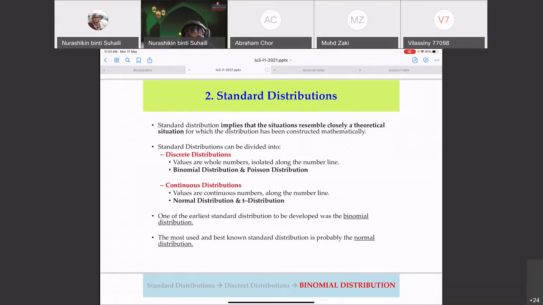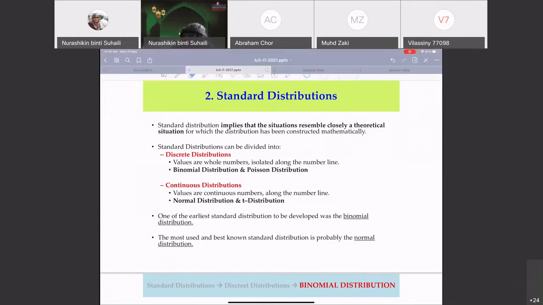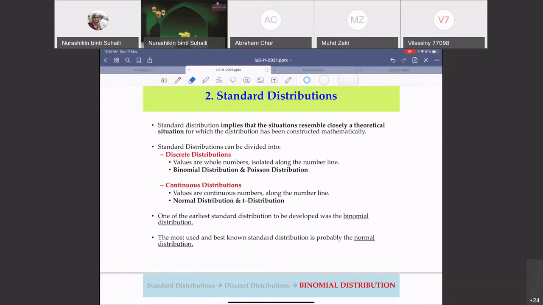Okay. So the standard distribution can be divided into two types: discrete distribution and continuous distribution. I've mentioned just now what's the difference between discrete and continuous. Discrete is whole numbers, continuous are continuous values or data. So under discrete distribution, there are two types of distribution: binomial and Poisson. And for continuous, there are normal and t distribution.